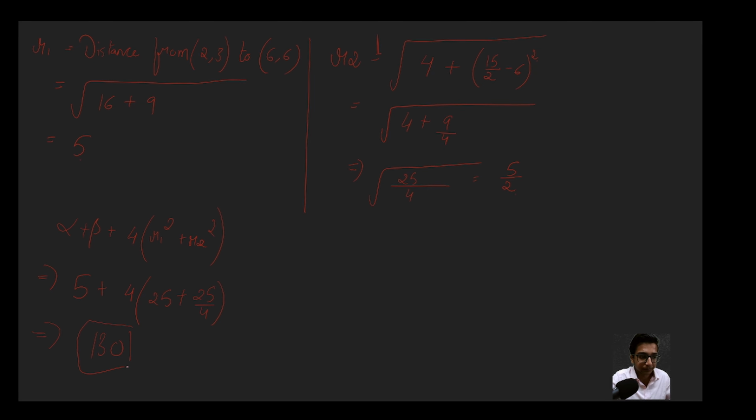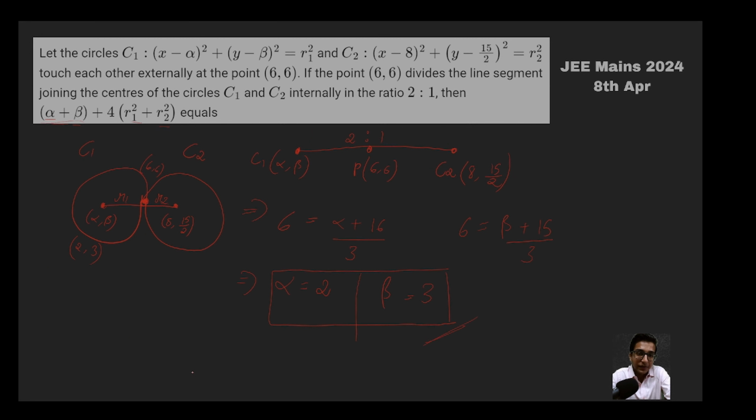130. So this is our answer. Again, a very easy question. The only thing is, once you draw the diagram of this question, the entire question is solved there and then itself. You can see that the external point has been given to you.